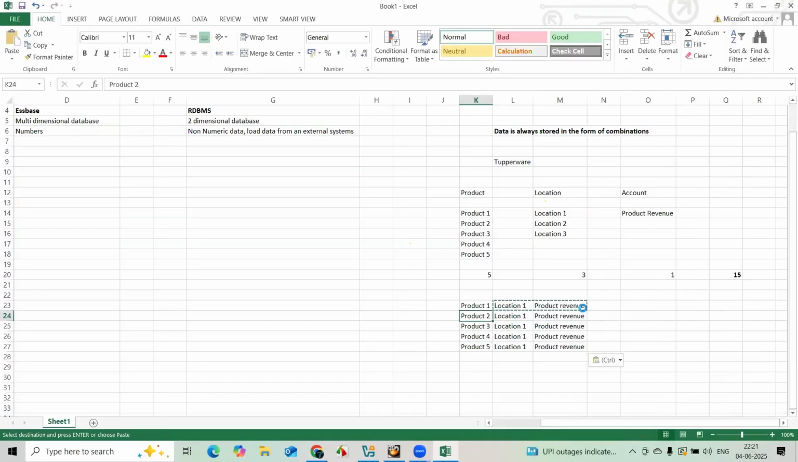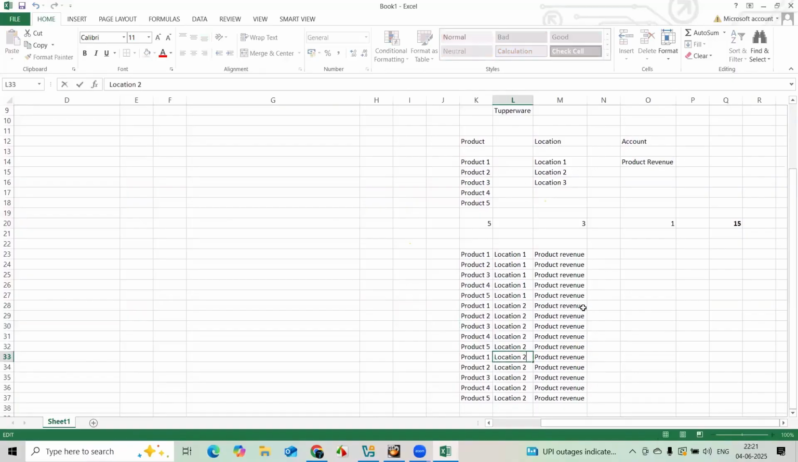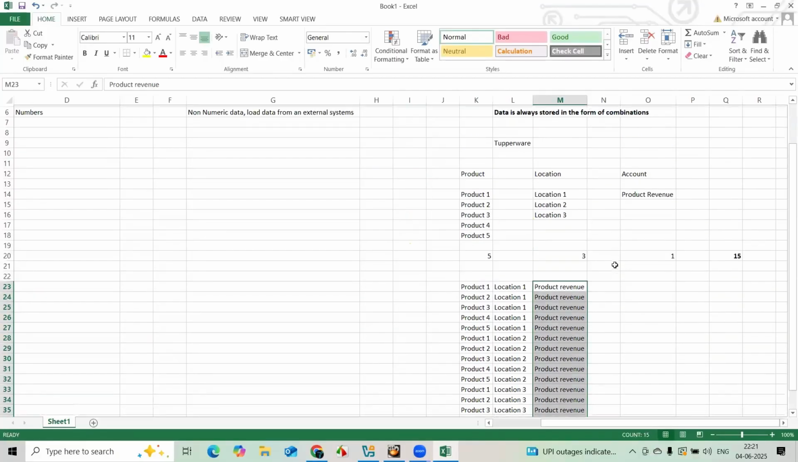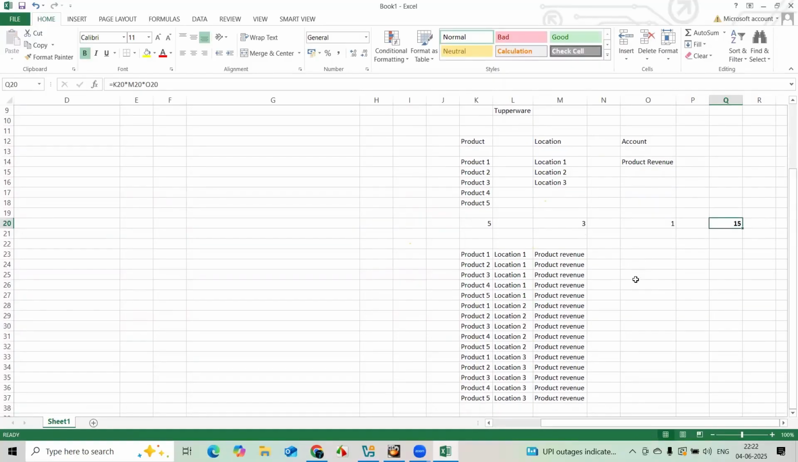Next, the same for location 2. Same for location 3. So if you can see how many possible combinations there are, it came to 15 combinations. So a user can input a maximum of 15 combinations. Whenever a user wants to track any revenue, product revenue, he can have all the combinations here.